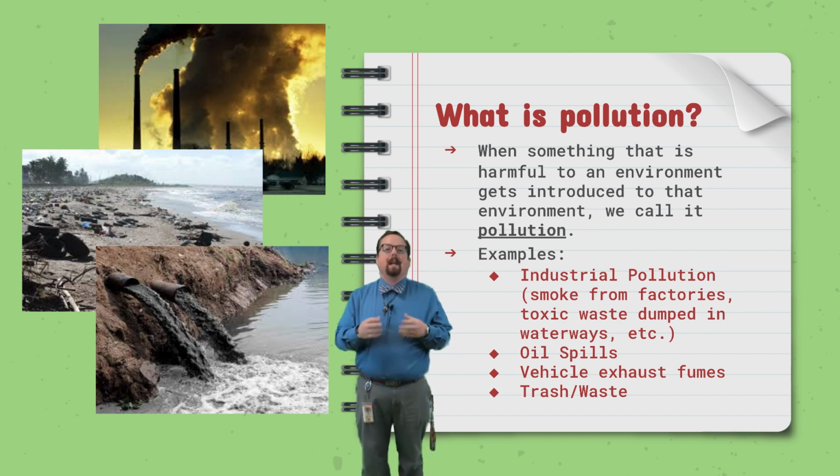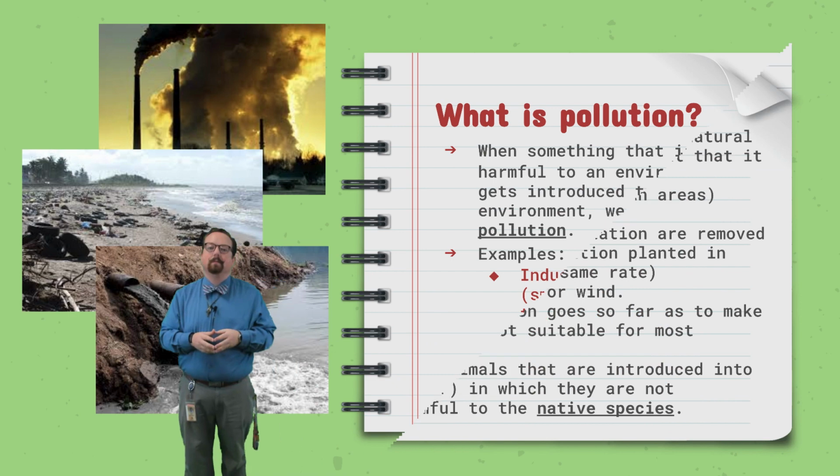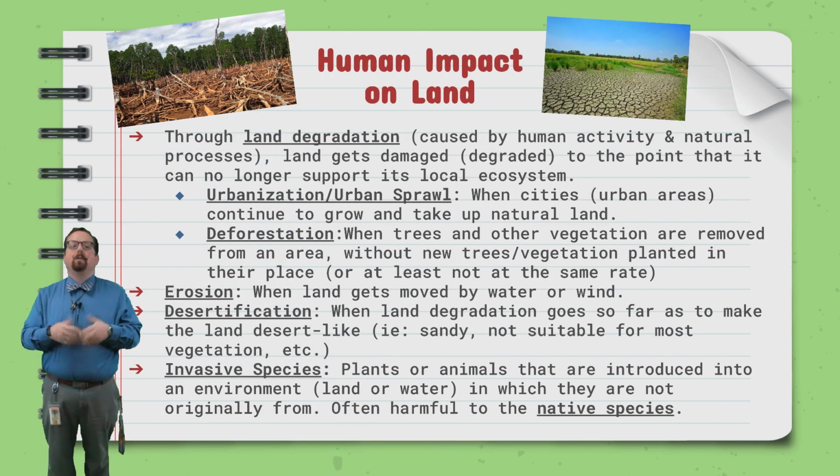The three main types of pollution that we're going to focus on are land, water, and air. When humans or natural processes damage land, we call that land degradation. One of the ways we damage land is through the building of cities. When we build cities, we clear out and take up natural land areas. Cities are made up of several buildings with concrete foundations, paved roads, sidewalks, and all sorts of other materials that block water from reaching the ground.